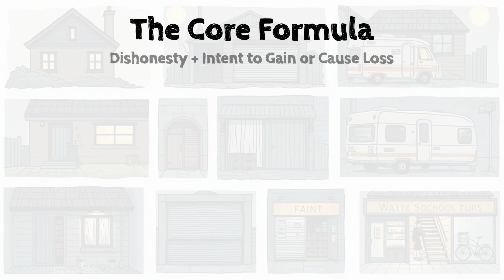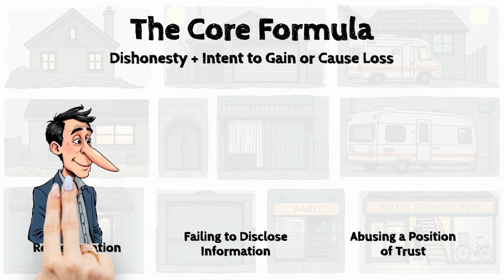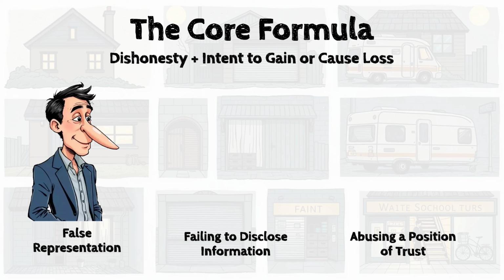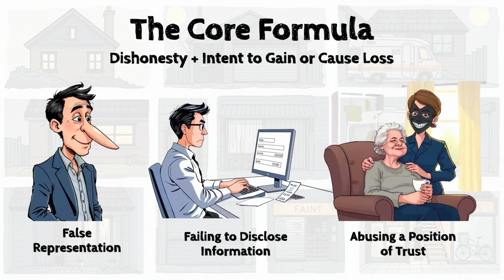The core formula. Every fraud offense has the same base ingredients: dishonesty plus intent to gain or cause loss. The only difference is how the offense is committed. False representation means you lie. Failure to disclose means you hide the truth. And abuse of position means you misuse trust. In this video, we will focus on false representation, as this is the most common type of fraud.